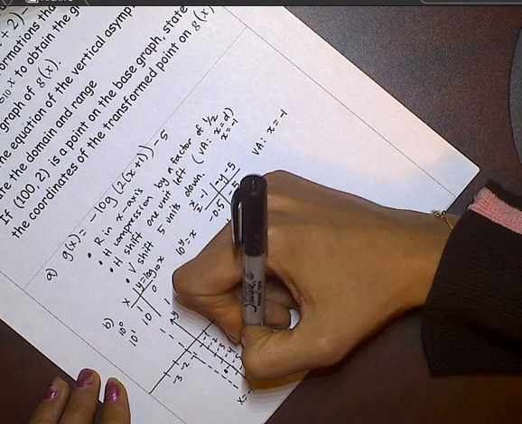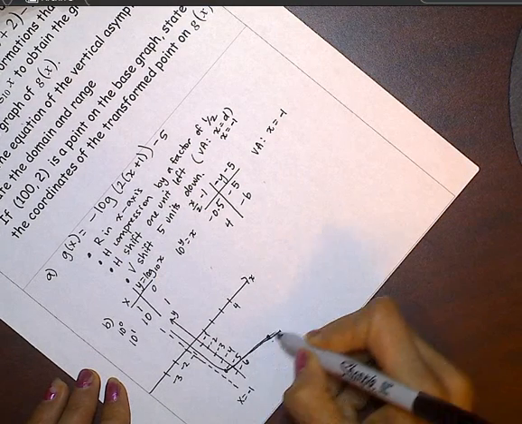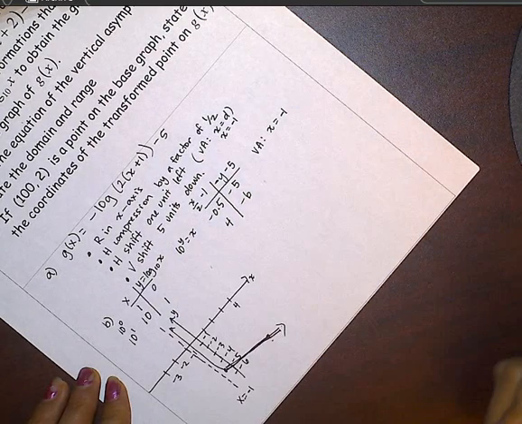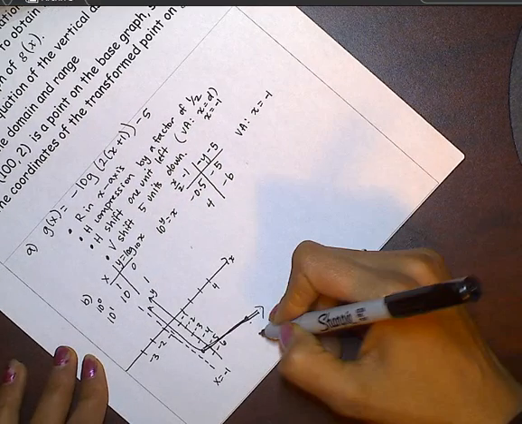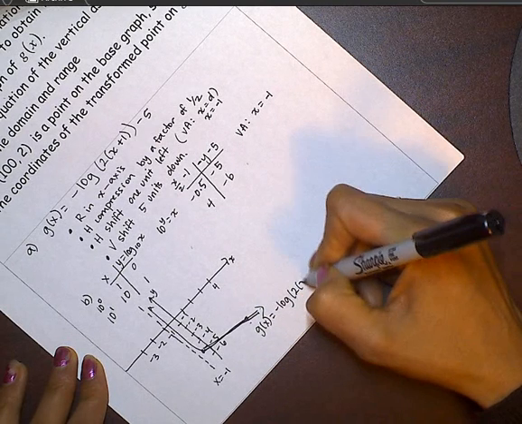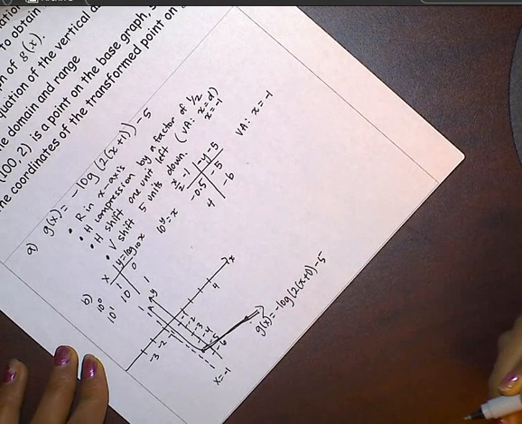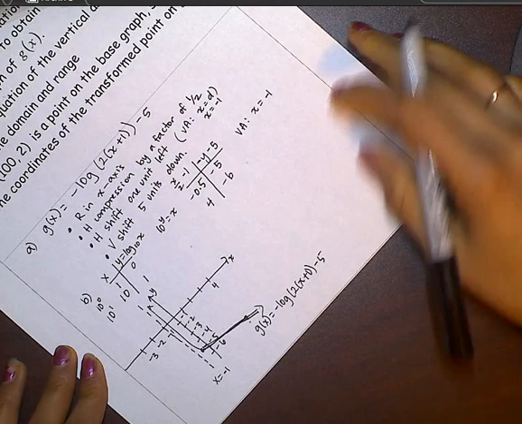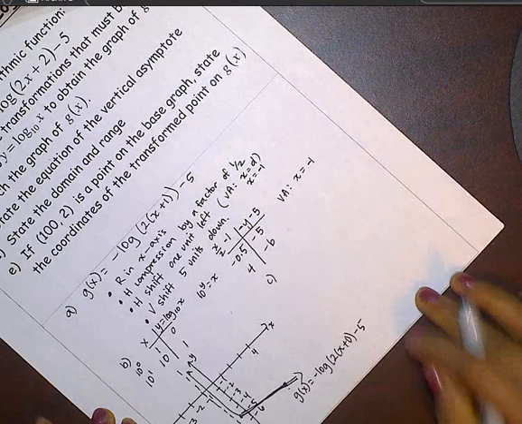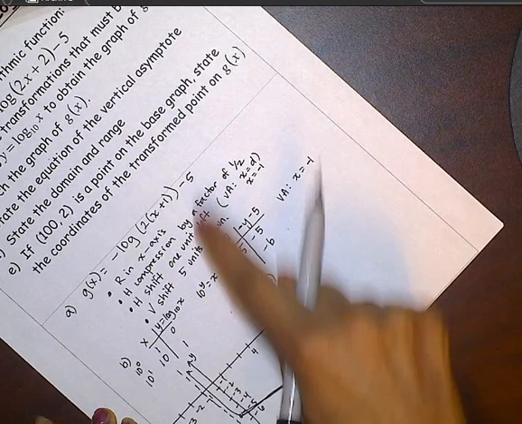It's a little curvy though. And I'm just going to draw arrows that it continues. And I'm just going to label this function as g of x equals negative log 2x plus 1, minus 5. Alright, great. So that basically concludes part B. Part C says, state the equation of the vertical asymptote. We already did that in part A as well as in part B, and we're just going to formally write it down now, which is x is equal to negative 1.